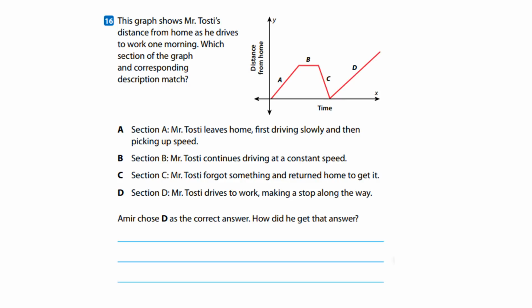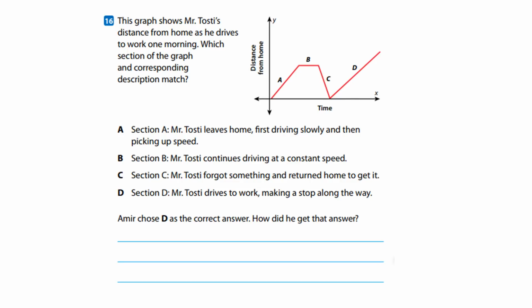Number 16. This graph shows Mr. Tosti's distance from home as he drives to work one morning. Which section of the graph and corresponding description match? Section A, Mr. Tosti leaves for home, first driving slowly and then picking up speed. Section B, Mr. Tosti continues driving at a constant speed. Section C, Mr. Tosti forgot something and returned home to get it. Section D, Mr. Tosti drives to work, making a stop along the way.